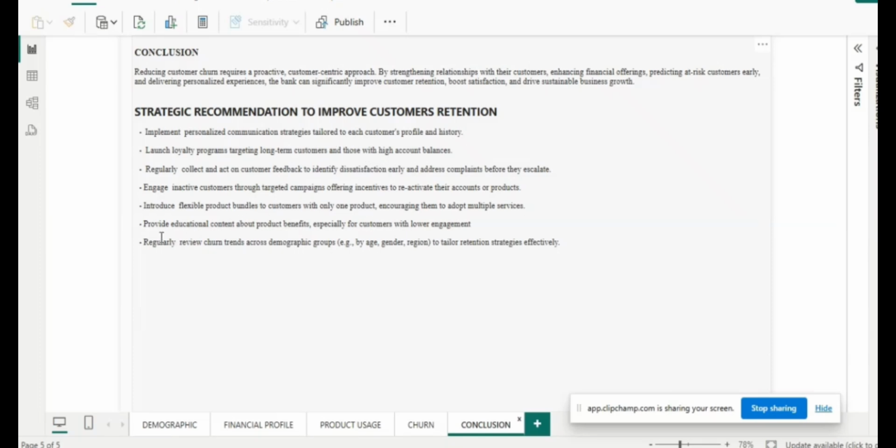The next one is to provide educational content about product benefits, especially for customers with low engagement, especially for product 3 and product 4. Let the customers know the benefit, the advantage of having that particular product so that they can subscribe to it. The next one is to regularly review churn trends across demographic groups by age, by gender, by region to tailor retention strategy more effectively. What will work for France is different from what will work for Germany, is different from what will work for Spain. You need to know what works for which country. You don't just use the same strategy for each country. Each country should have their own strategy.